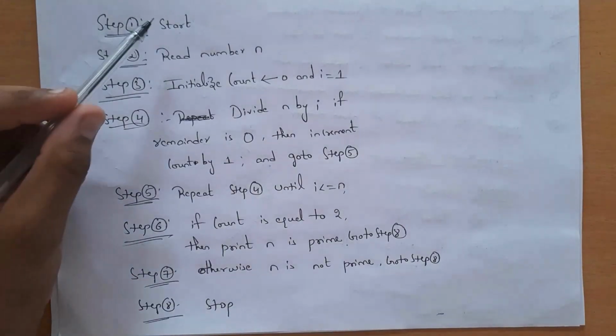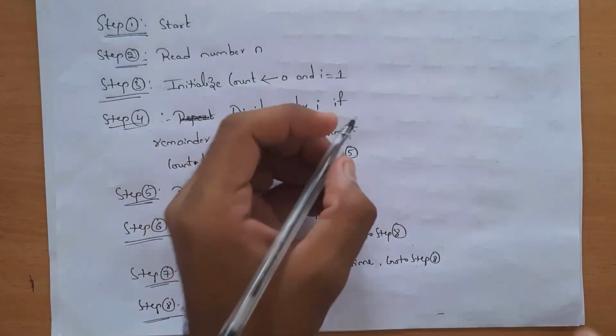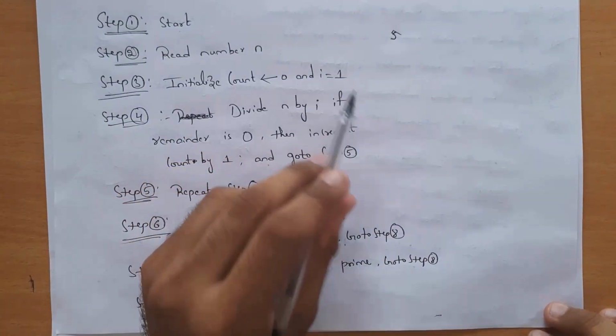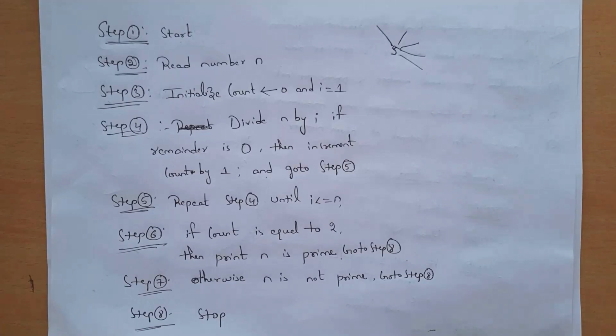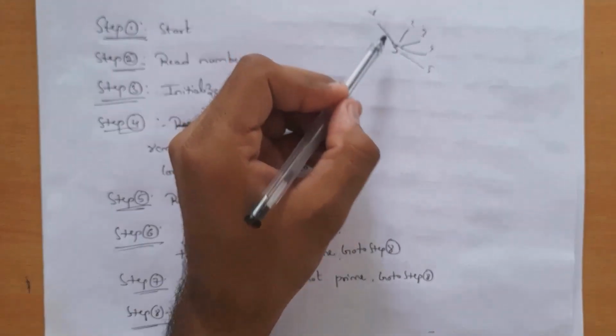As we know, step 1 is start and step 2 is read number n. For example, I want to check the number 5, so I am giving n value as 5. The third step is to initialize count to 0 and i to 1. That means we need to start dividing this number 5 by 1, 2, 3, 4, 5. We need to start from 1 to 5.